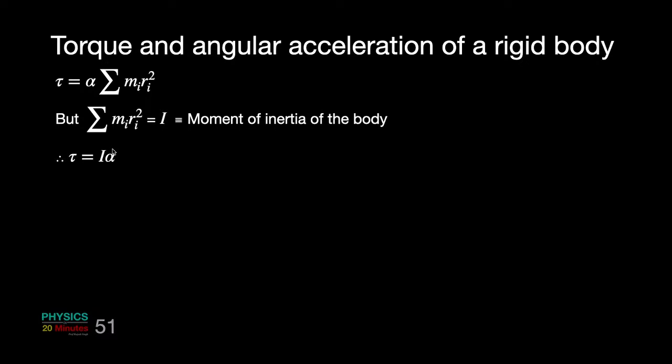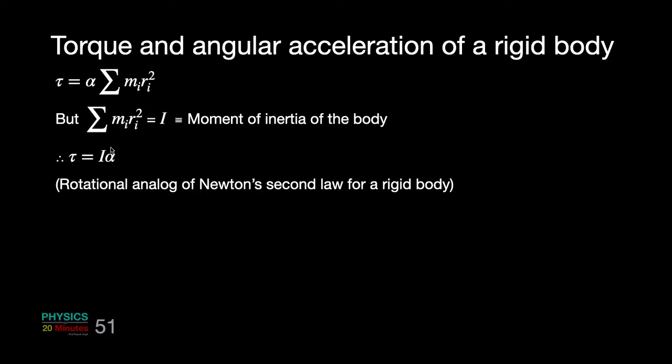This equation looks more or less like Newton's second law, F is equal to ma. Here force is replaced by torque, mass, the linear inertia, is replaced by moment of inertia, and linear acceleration is replaced by angular acceleration. So this equation is nothing but Newton's second law for a rigid body, the rotational analog of Newton's second law. So whenever a body is rotating and somebody asks you what is Newton's law for a rotating body, you can use this: torque is equal to I alpha.